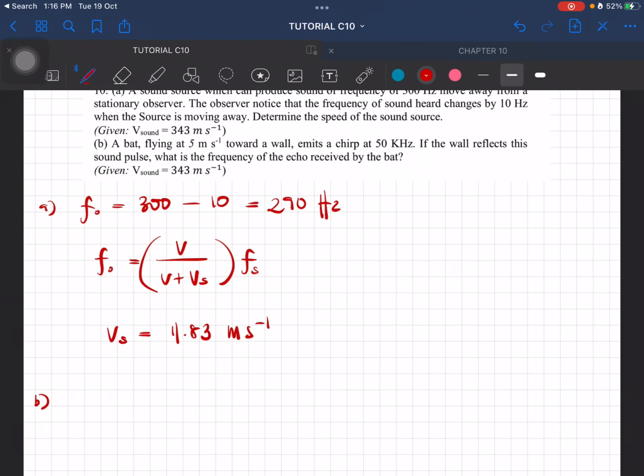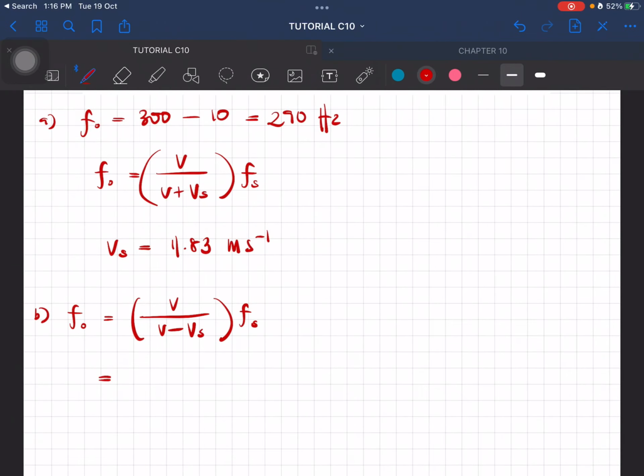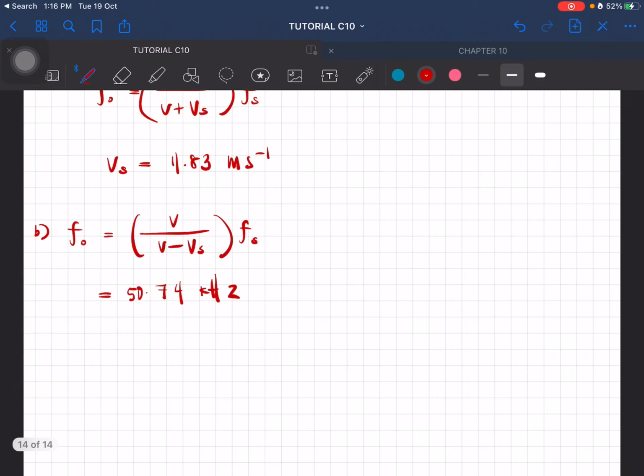So firstly, we have to find the frequency towards the wall. Kira macam the wall yang the observer lah. Okay, frequency. So this is approaching, so V minus Vs. So F of the source. So frequency heard by the wall ataupun the frequency yang akan di reflect back is equal to 50.74 kilohertz. Okay, and then we have to calculate the echo.